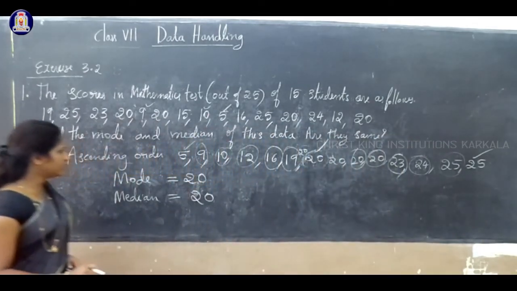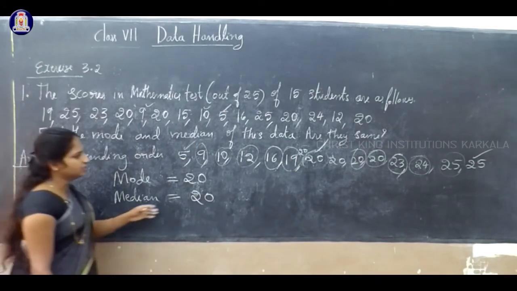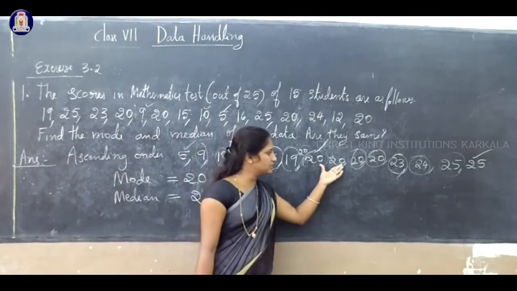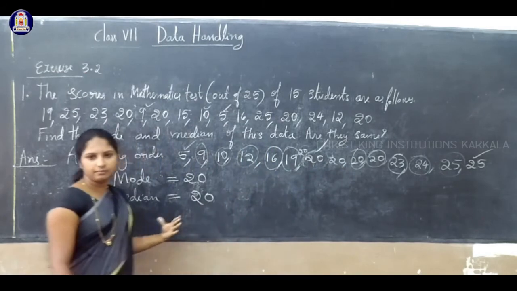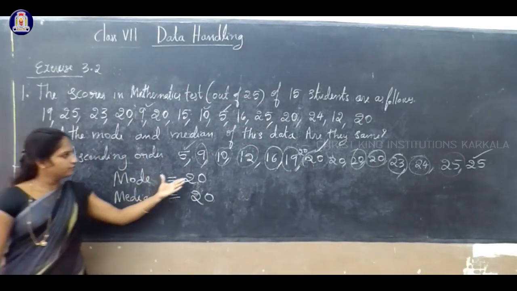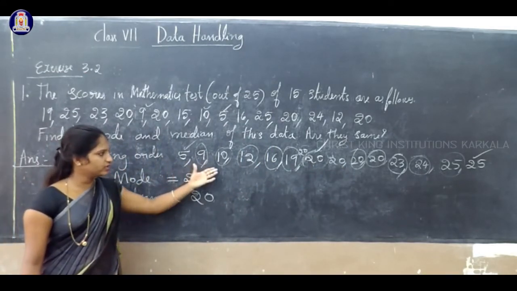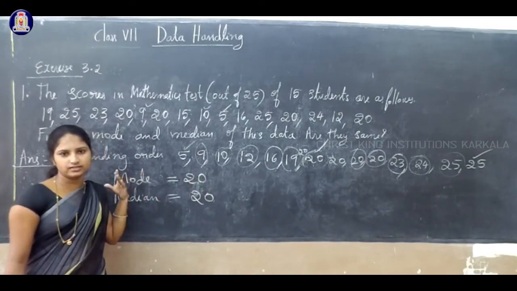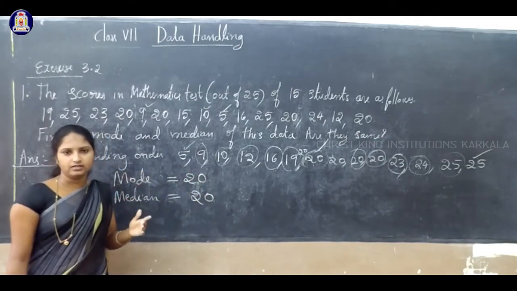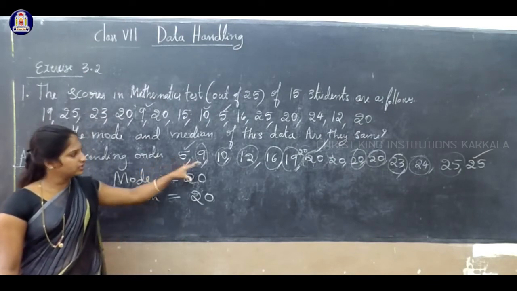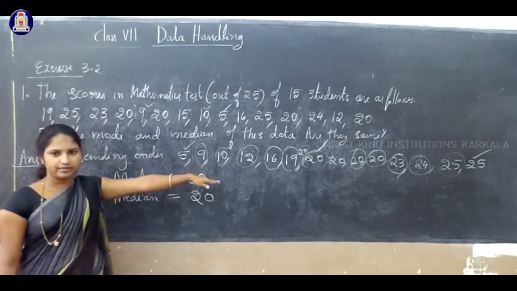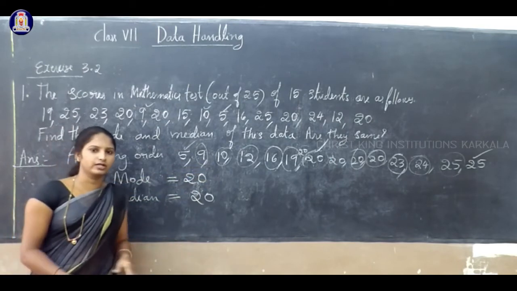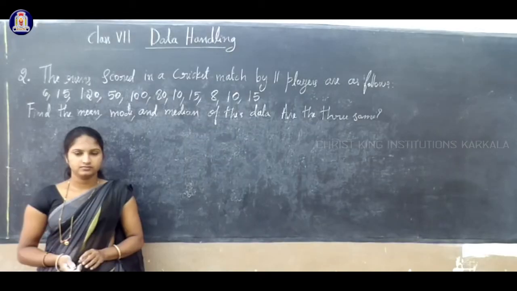Now in this question the median is here 20. The middle term is 20, that is the median. Mode means the number that is repeated more times. So here 20 is repeated more times, so that is the mode of this given data. Clear? Mean means you have to add all the numbers divided by the total number of terms. Okay.